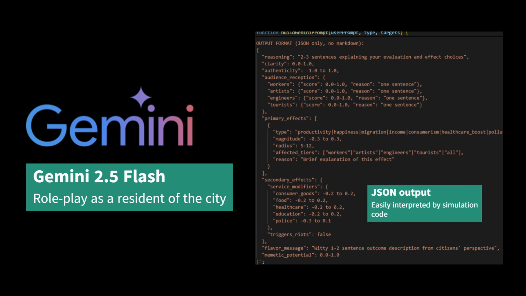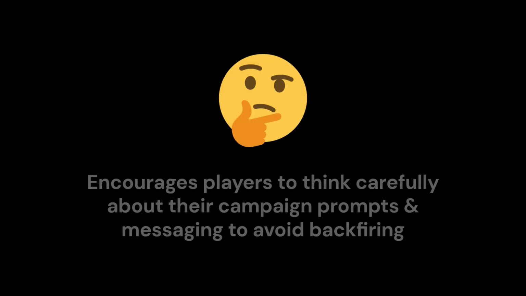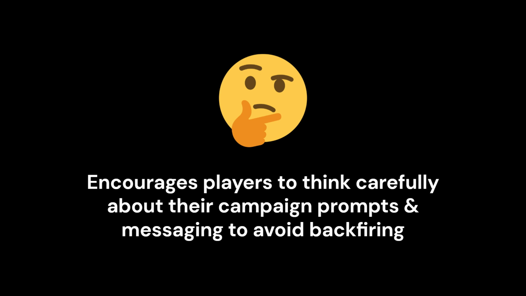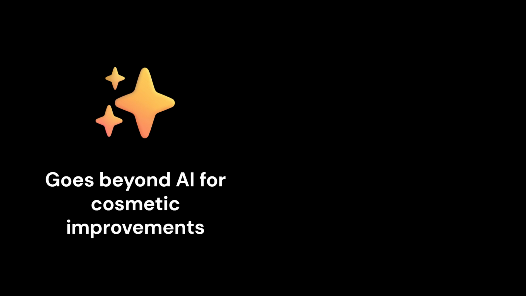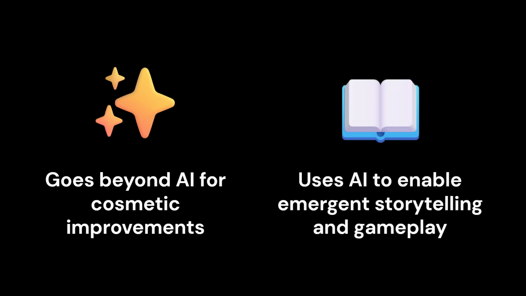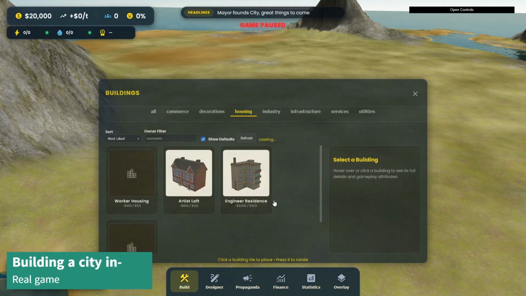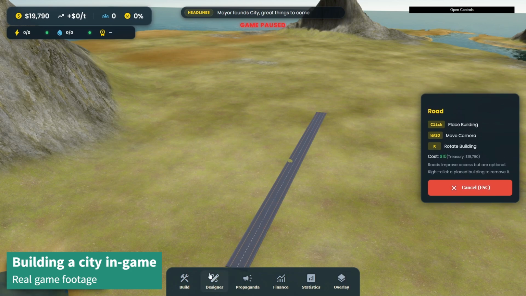I felt that this media campaign mechanic contributed greatly to the gameplay, as players would have to think carefully about their messaging and prompts to prevent their campaigns from backfiring and producing negative effects. It went beyond being just a cosmetic upgrade using AI, offering meaningful gameplay impact and emergent storytelling as the player designs their campaigns. With that, I had the building blocks for my city builder game. Now it was time to implement it.